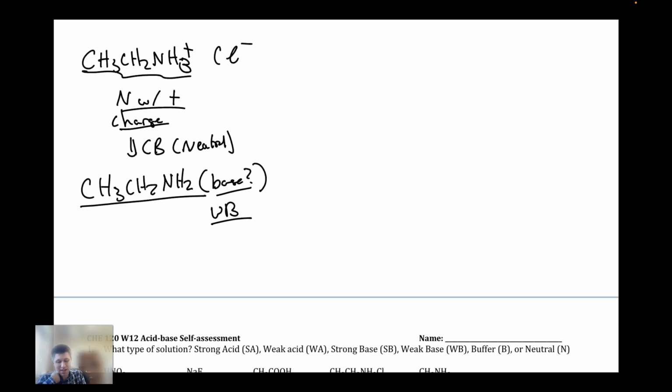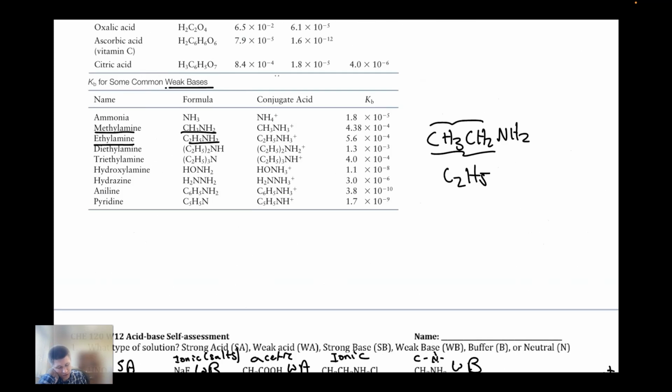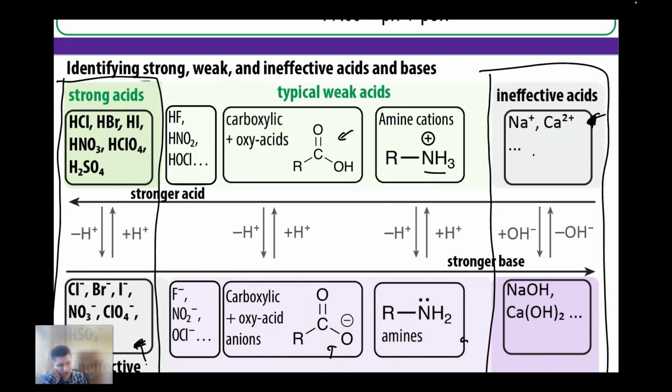Since that's a weak base, that makes this a weak acid. And again, we sort of knew that already from just the typical types of weak acids. So anything with a nitrogen with a positive charge on it is always going to be a weak acid. After a while, you can maybe just remember that, but you can always go through the process, look at the conjugate base, and double check. Again, you get all that sort of key information in the data table.